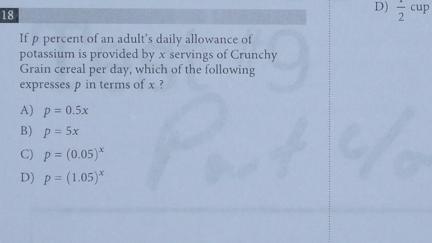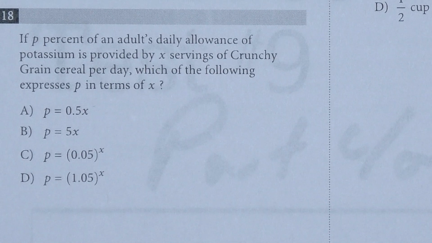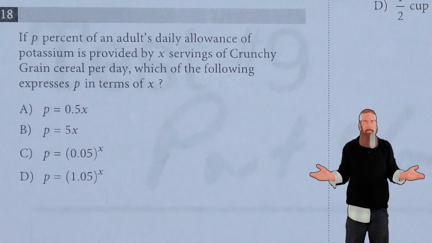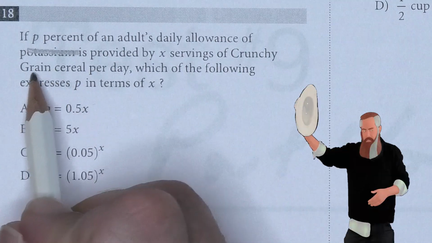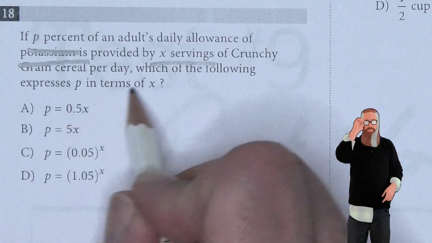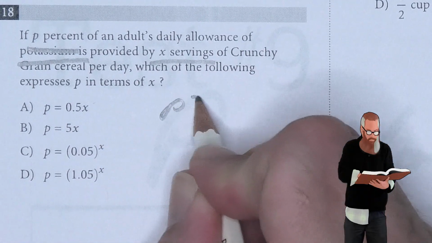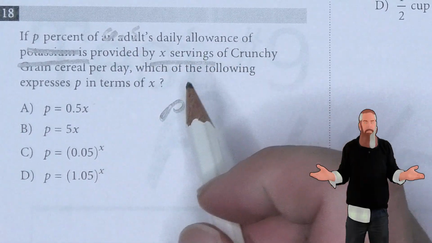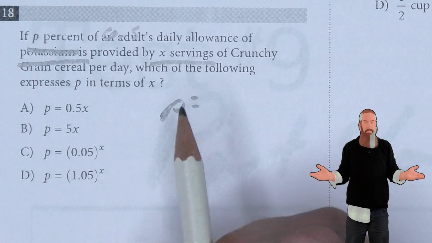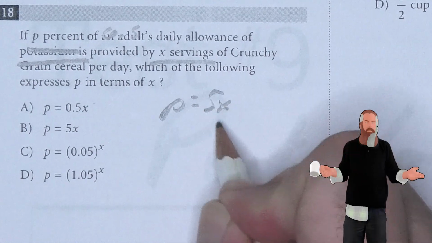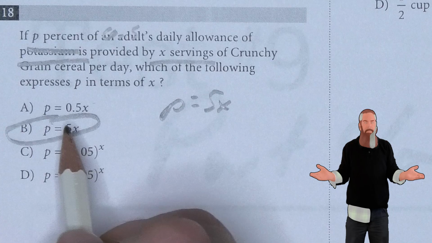If P% of the adult's daily allowance of potassium is provided by x servings of Crunchy Grain cereal per day, which of the following expresses P in terms of x? So we're dealing with P% and we're looking at potassium. This means we're trying to find x servings, and we want P in terms of x. So we want a P equals. Now, 5% is 0.05, but we can leave it just simply as the 5 because we're talking about it in terms of percent, not numbers themselves. So we're looking at 5x, which means that B is the answer.